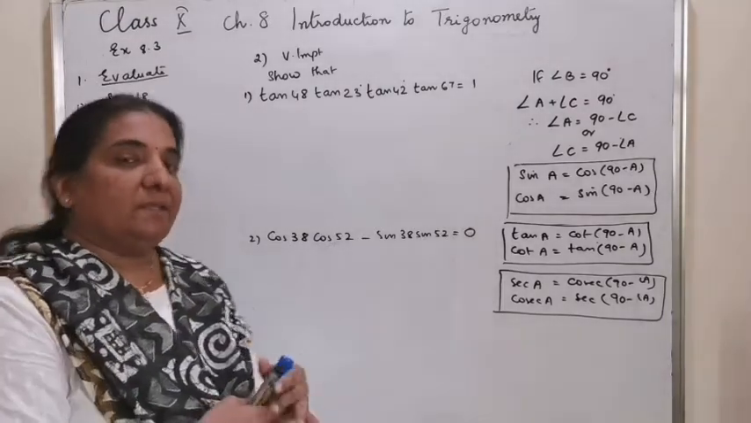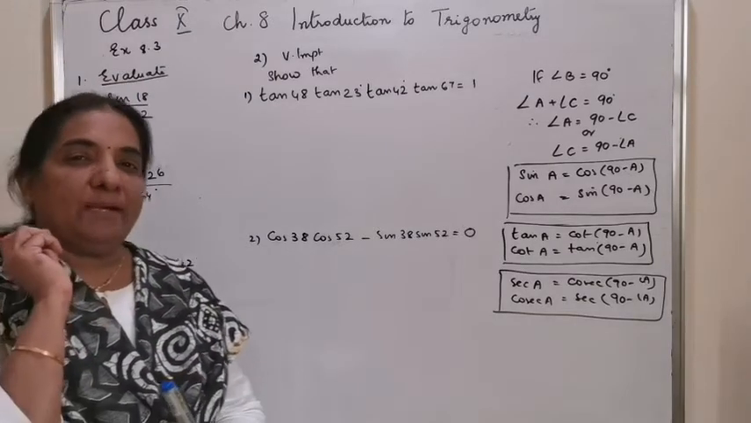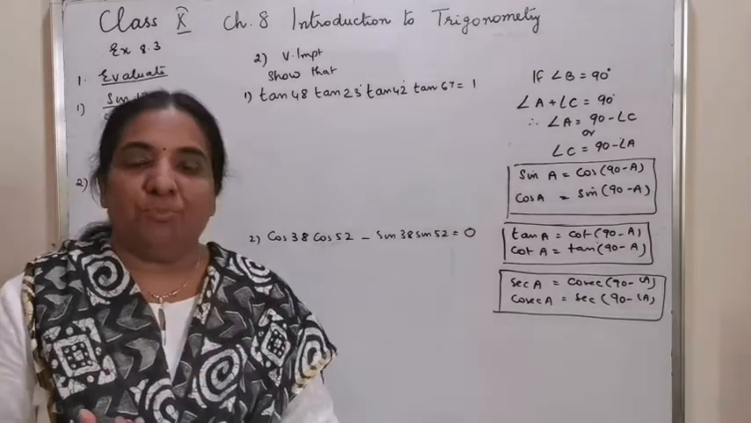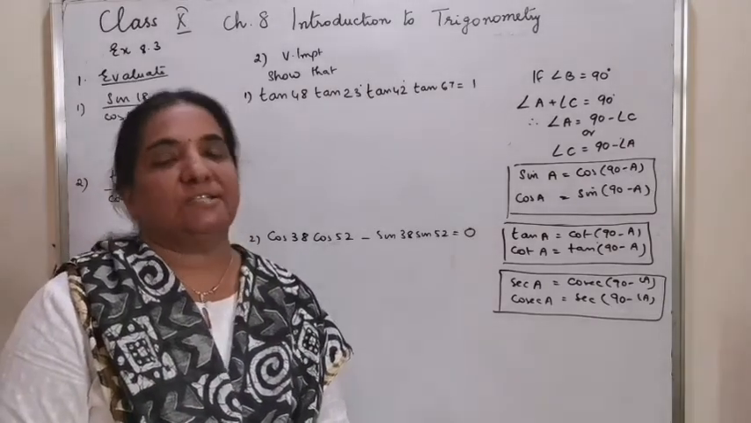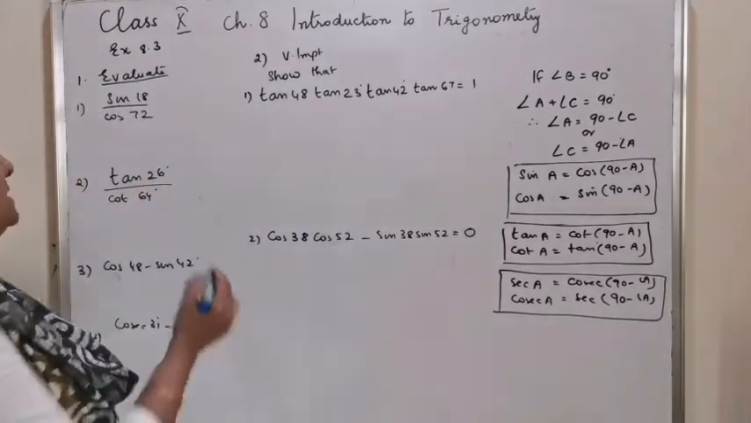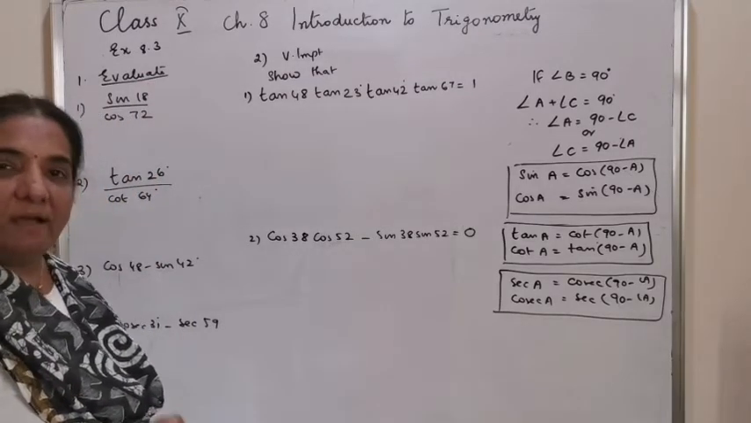Thus, how to work out the problem is to change only one of the trigonometric ratios. Don't change both of them. And most of the problems in this exercise will have an answer of either 1 or 0. Now, how to convert? The question is evaluate. That means you should get a specific answer.